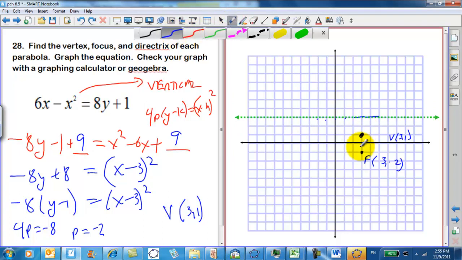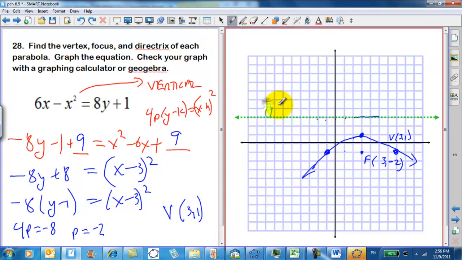And then go 2p each way from the focus. And there's 3 nice points then to plot. And we've got our graph, and we've got the equation. We got the vertex, and the focus we said was at (3, -1), and the equation of the directrix. Directrix is y equals 3.